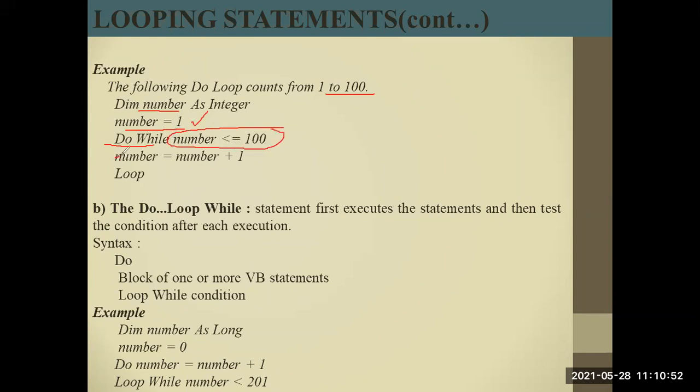So what action do I have to perform? I have to increment the number: number equals number plus 1. So I'm counting the value from 1 to 100. Now the loop keyword is used here. You can see the loop keyword is here.